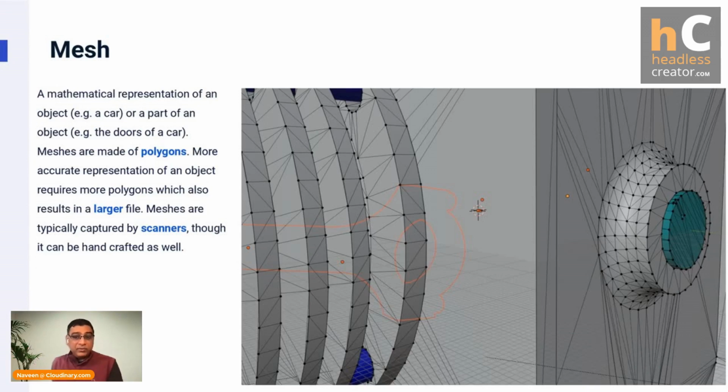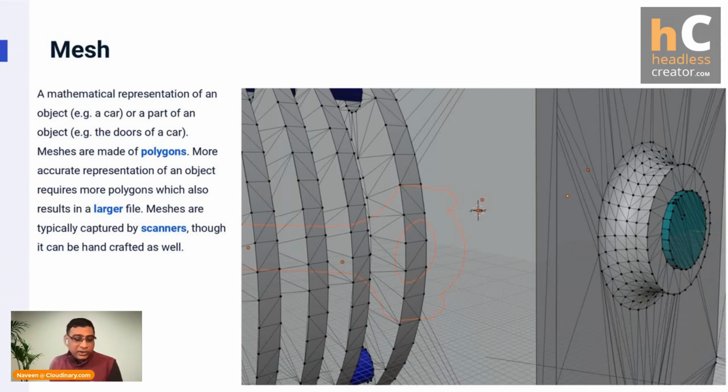And all this is really data that's being captured in some kind of a format, which tells your modeling software or viewers of the model what to render on the screen. And the larger the number of polygons, the richer the mesh is, and the larger your file size becomes.